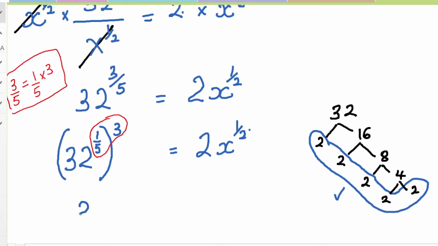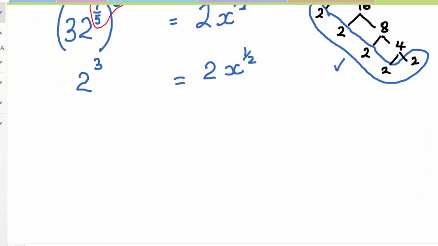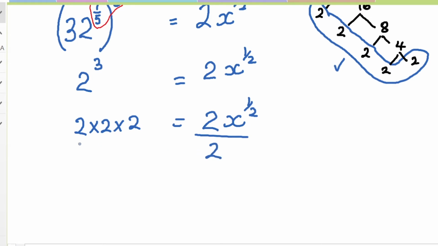So this means it's going to become 2 to the power 3 is going to be equal to 2x to the power 1/2. That is what it is reduced to. So remember, this is going to become 2 times 2 times 2 is equal to 2x to the power 1/2. Let me divide both sides by 2. Remember, we're interested in finding x to the power 1/2. So 2 goes into 2 once, and into 2 once. You remain with 2 times 2, which is 4, equal to x to the power 1/2.